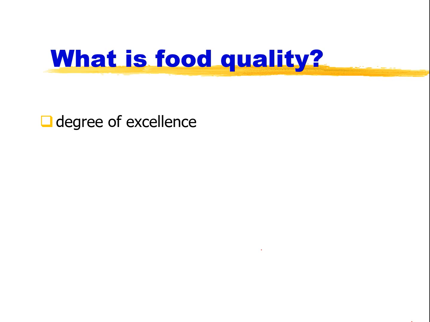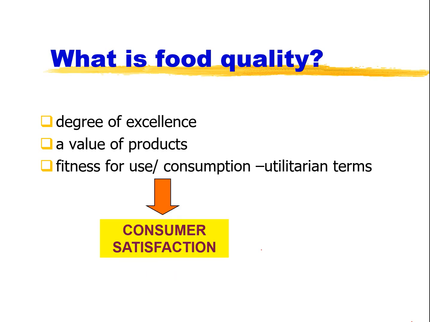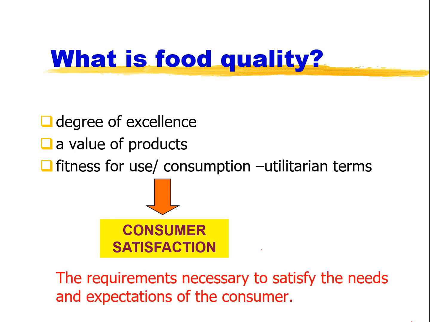So, in general terms, if someone asks us what is food quality, then it is the degree of excellence or value of a product, or maybe fitness for use of a product in utilitarian terms or in consumption terms. And all this is needed for consumer satisfaction. So food quality is directly related to consumer satisfaction because every food item is produced for consumers. If it is not satisfying the consumer requirement, then it is not a quality product. So we can say that these are those requirements which are necessary to satisfy the needs and expectations of a consumer.